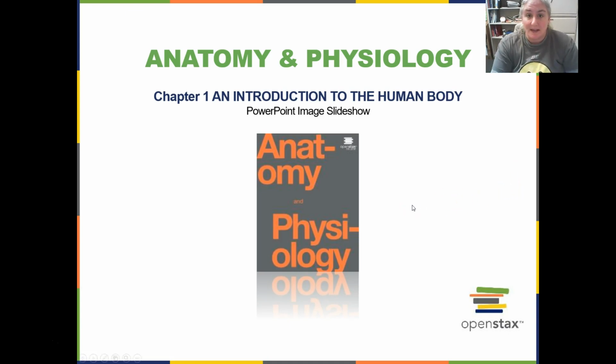So Chapter 1 is all about what is anatomy, what is physiology, how are they related. We'll talk about some divisions of anatomy and physiology. Then we're going to talk about the human body, since it is all about the human body. But we're going to talk about characteristics associated with living humans. So not dead humans, sorry.